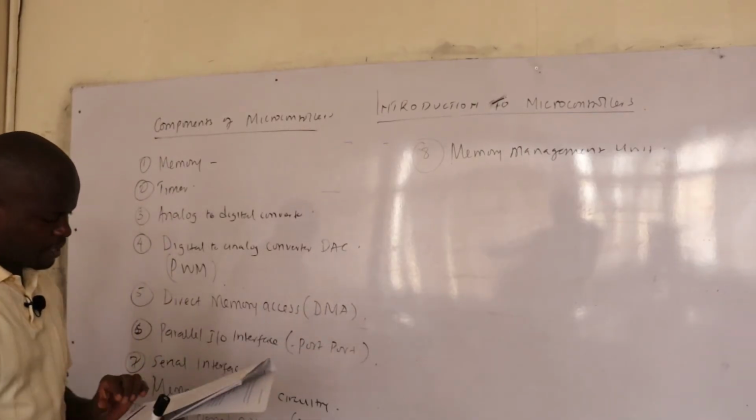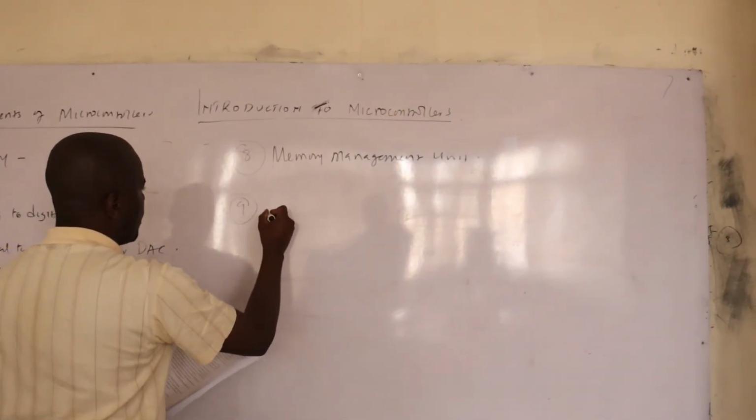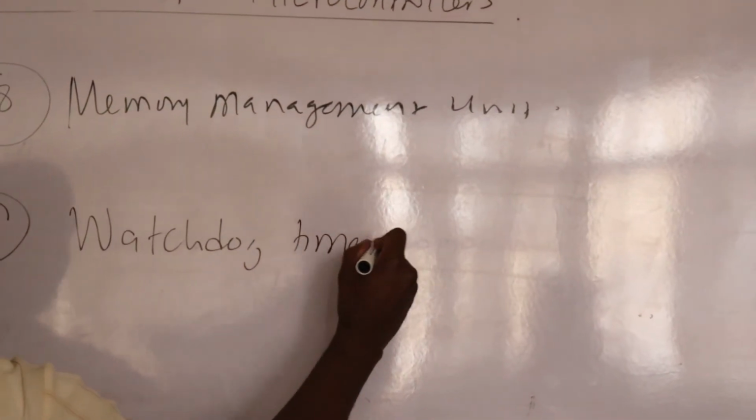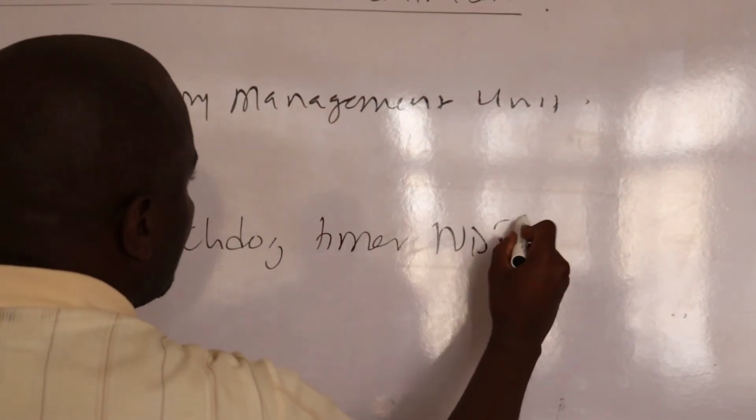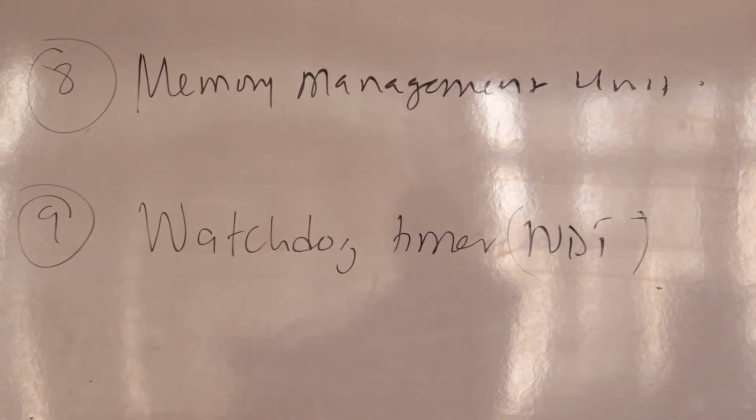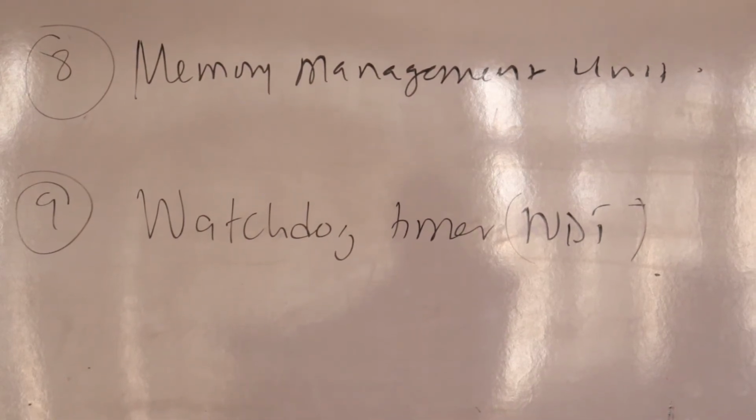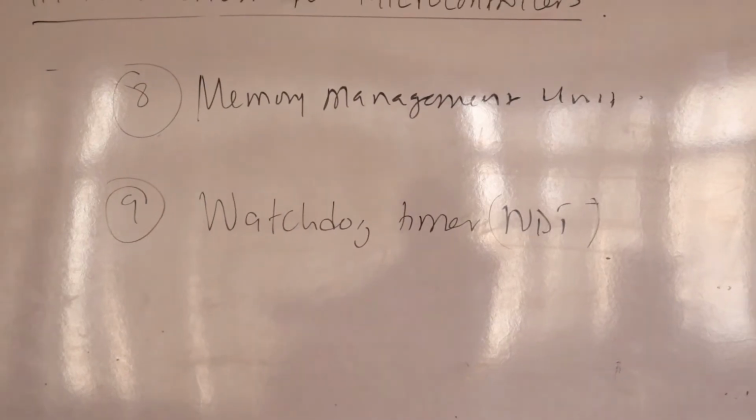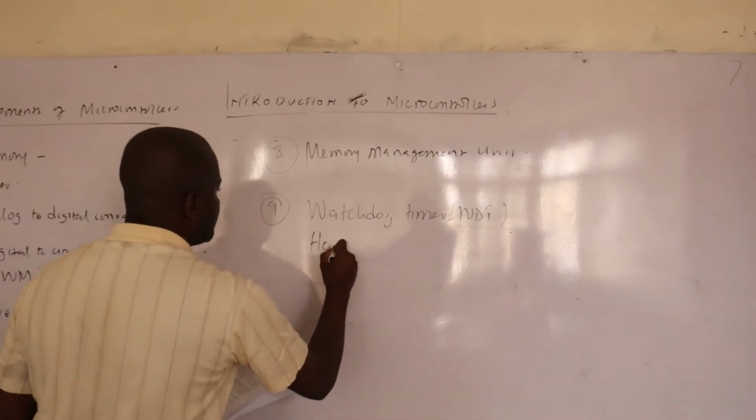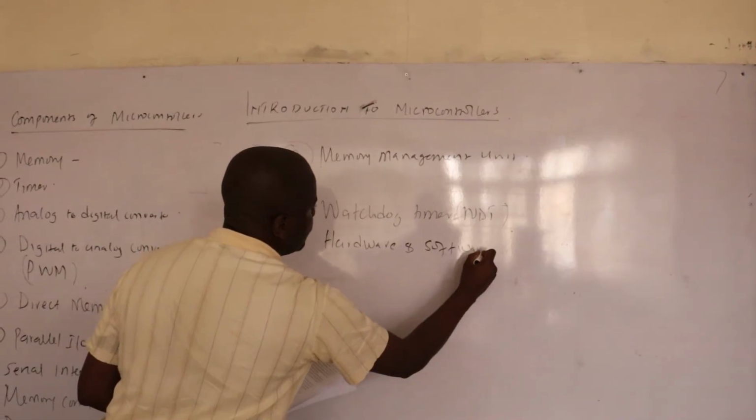The other one that we can also talk about is the Watchdog Timer. Another component is the Watchdog Timer, that is what we call WDT. The main work of the Watchdog Timer is that it is supposed to relieve the controller, or help the controller, from what we usually call both software and hardware upsets.